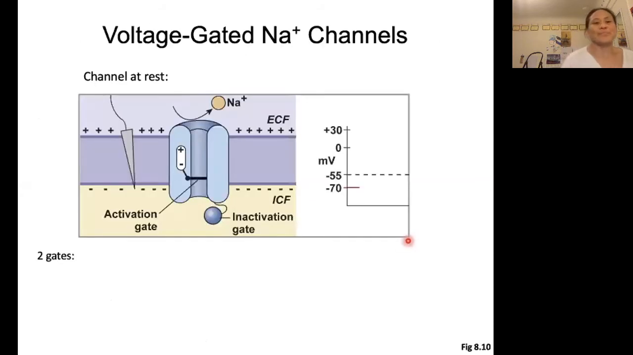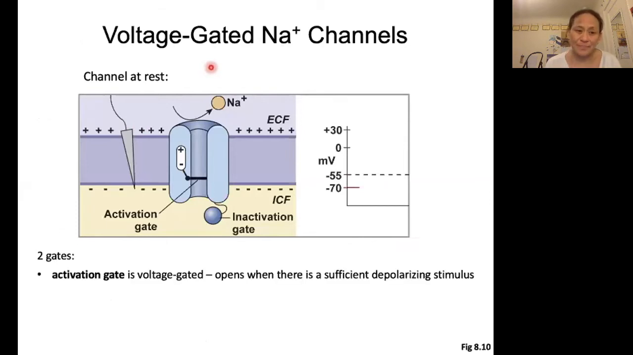Okay, so starting with voltage-gated sodium channels, voltage-gated sodium channels have two gates on them, okay? We've got an activation gate that is shown right here in cartoon form, right? So that's what this little black thing is right here, okay? This is the activation gate, and it gets activated by voltage, okay? So it gets activated when the membrane potential rises. What's going to happen is the activation gate will open, okay?